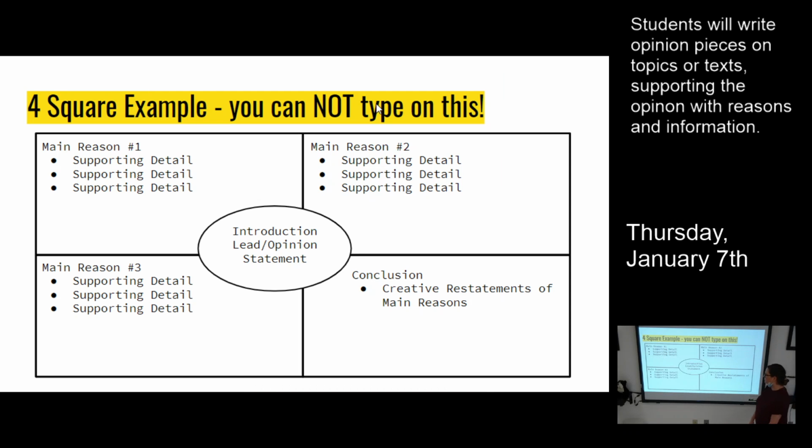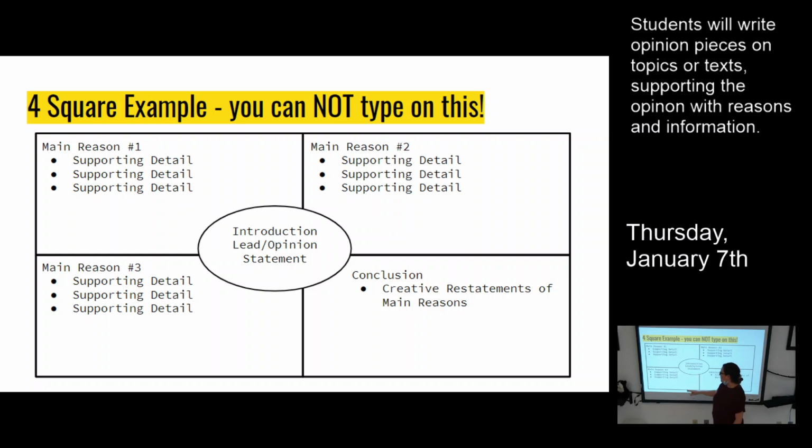Now we use a foursquare, which is almost identical to the opinion pillar. The foursquare, though, you can write on your own paper. So when we take that ACT Aspire and you are given a blank sheet of paper, you can quickly draw your lines and you have 4 squares. In the center is going to be your introduction paragraph, which includes your lead and opinion statement. Then you have your main reason 1 and 3 supporting details. So that is one way it's different: you have 3 supporting details instead of 4.